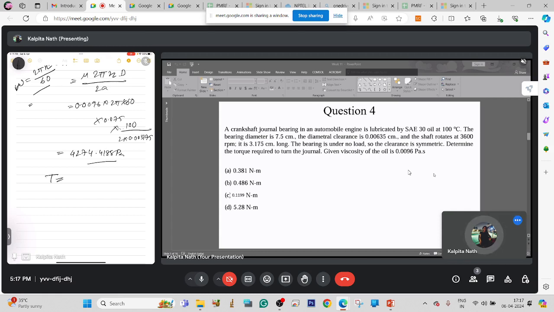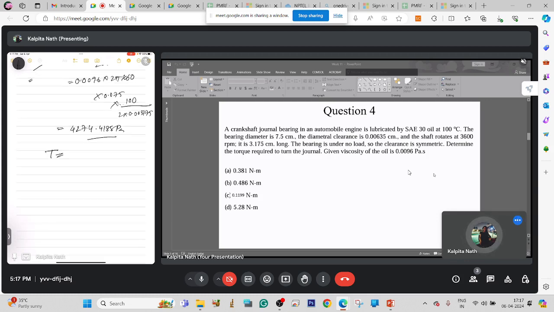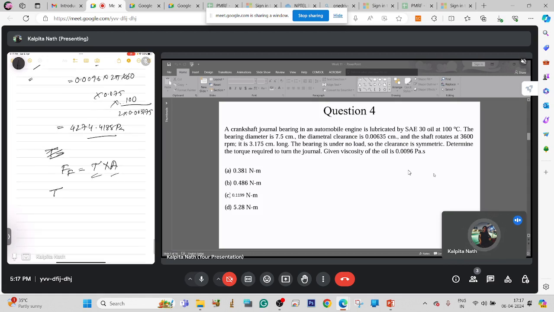Now the torque, how can we write the torque? Let's take the formula first. The friction force can be written as tau multiplied by area. Force is stress multiplied by area, simple. So the torque is the friction force multiplied by the radius of action, from the axis. The friction force is tau A, so this is tau into 2 pi R L into R.